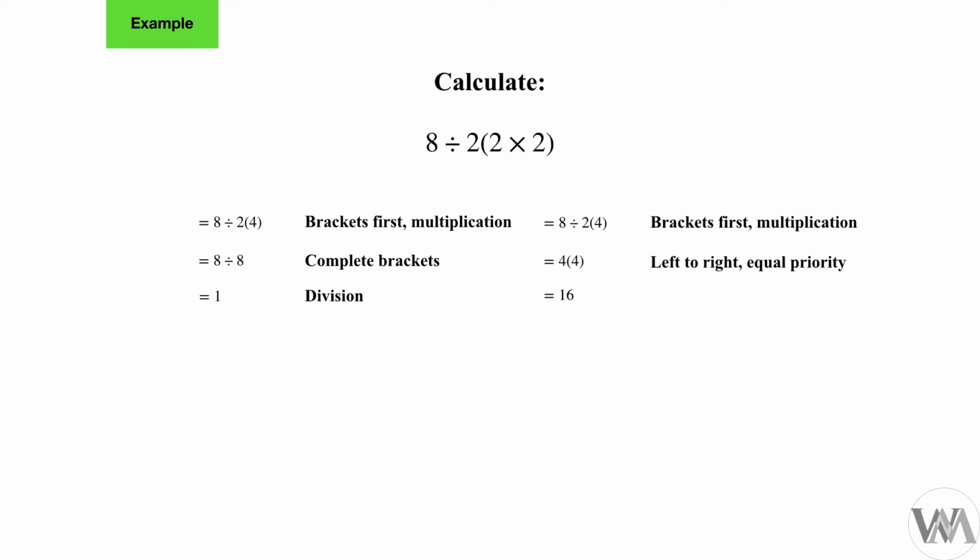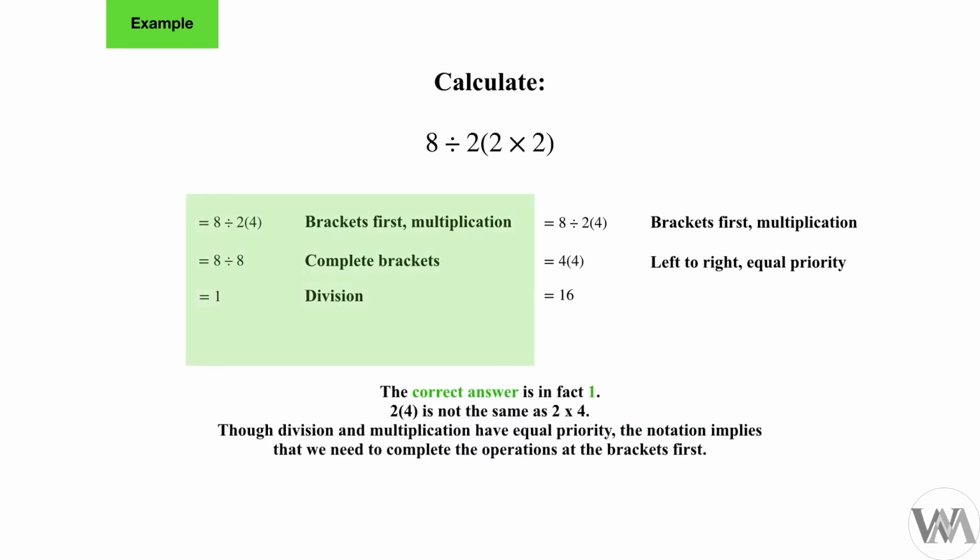So which answer is correct? 1 or 16? The correct answer is in fact 1, because 2 multiplied by 4 in brackets is not the same as saying 2 multiplied by 4. Though division and multiplication also have equal priority, the notation implies the 2 brackets 4, that we need to complete the operations at the brackets first.